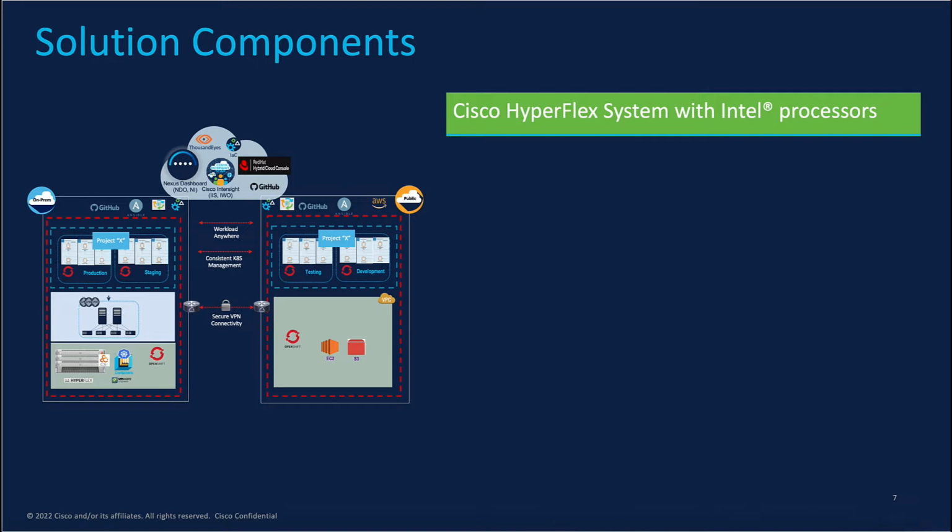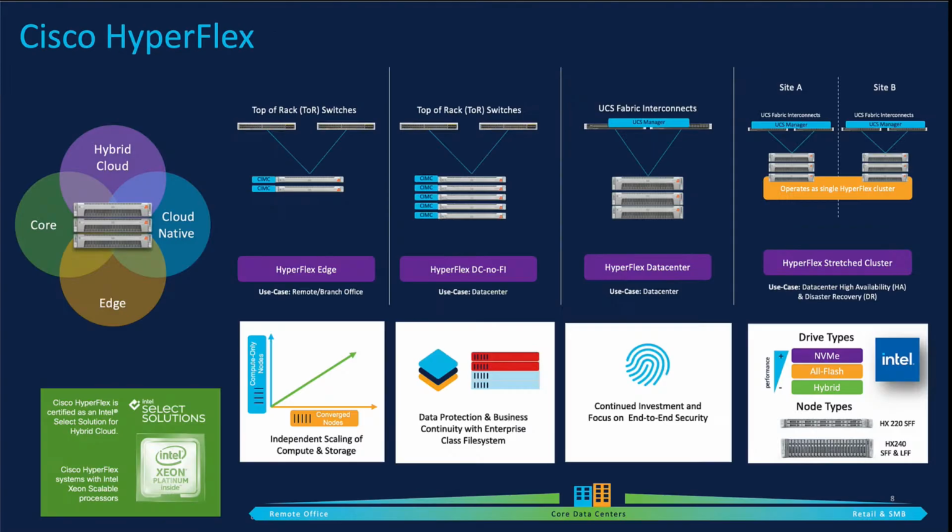Cisco HyperFlex provides the on-prem compute and storage resources in the solution. HyperFlex is a highly resilient, highly scalable, hyper-converged platform capable of supporting an organization's most mission-critical and performance-intensive workloads. HyperFlex systems with Intel Xeon scalable processors is certified as an Intel Select solution for hybrid cloud deployments. HyperFlex is engineered for data integrity, reliability, and availability to ensure business continuity and data protection. HyperFlex continues to focus on system security. Some of the security features in HyperFlex are data at rest encryption, security-hardened APIs, secure boot, native software encryption, and many more.